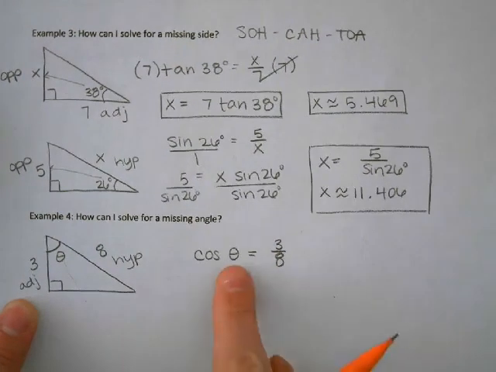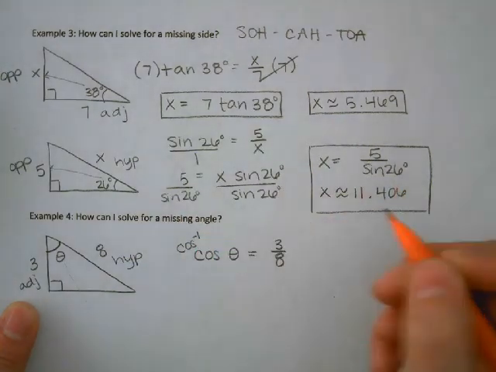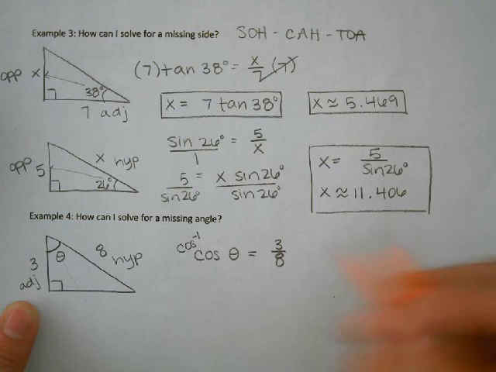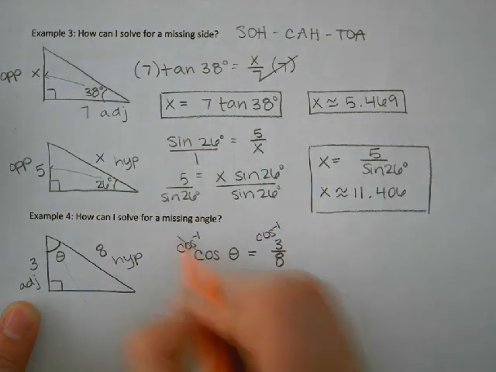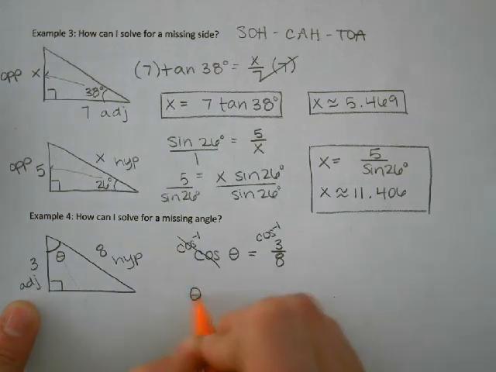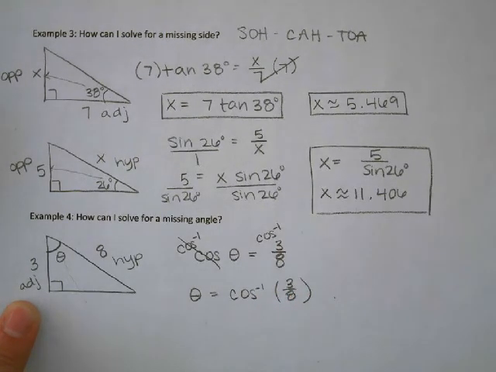And then since my variable is right here, I need to get rid of cos. That cos needs to go away. And the way that you get rid of cos is you do a cos inverse. Remember, inverses undo each other. So if I have a cos, cos inverse would undo it. Right, so those two are gone. And then that means my exact answer is going to be that the angle equals cos inverse of that fraction 3/8. That's my exact answer.